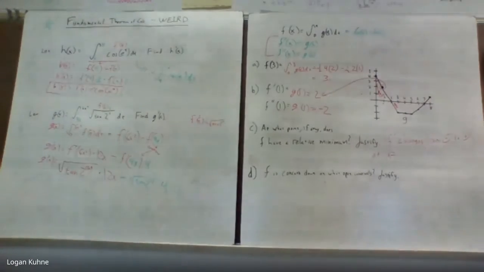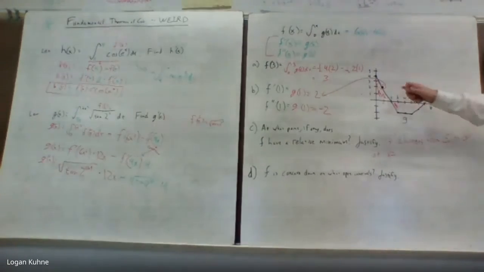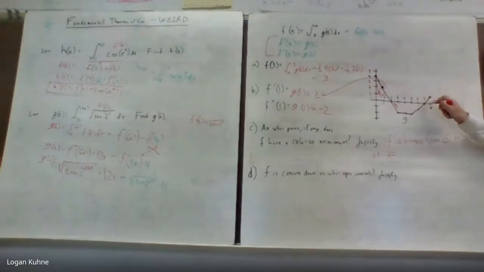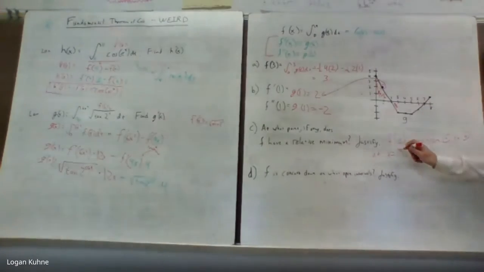When does f prime change from negative to positive? Where? That goes from positive to negative. 7, from negative to positive at x equals 7. That's it. That's all you have to put.